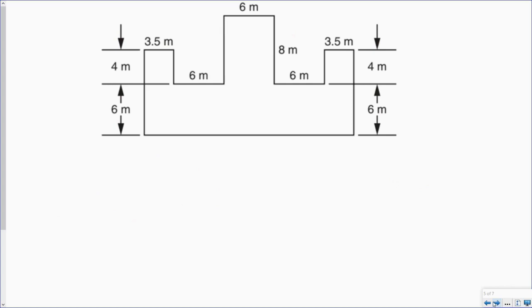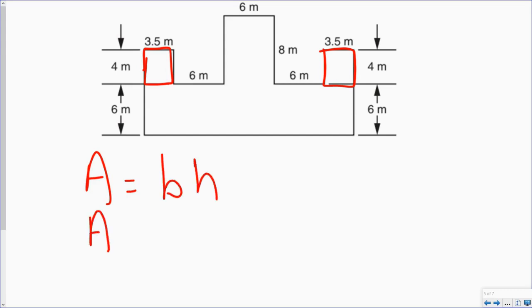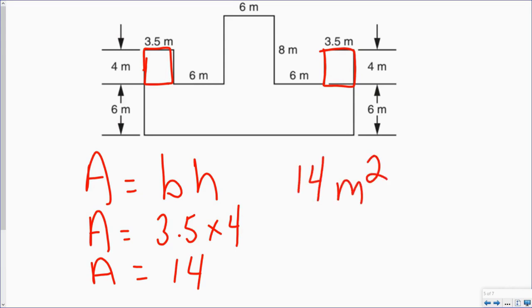So here we have a composite shape. So we're going to break this up into smaller pieces to find the entire area. So I'm going to start with this spot right here and this spot right here because they are both 3.5 by 4. So again, to find the area, that's a rectangle. So I would take area equals base times height. So I would have area equals 3.5 multiplied by 4, and area equals 14. And it looks like my label is meters, so those spots would be 14 meters squared each. So this would be 14 meters squared, and this would be 14 meters squared because they are the same size.